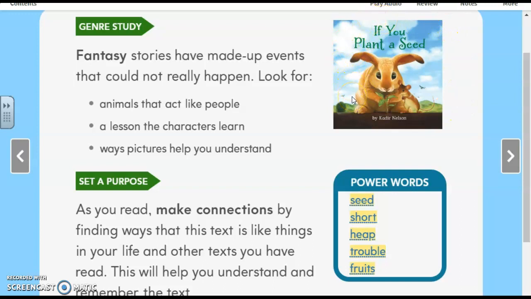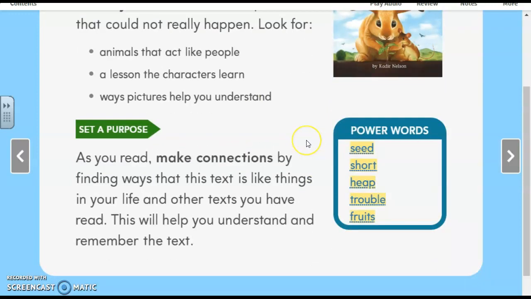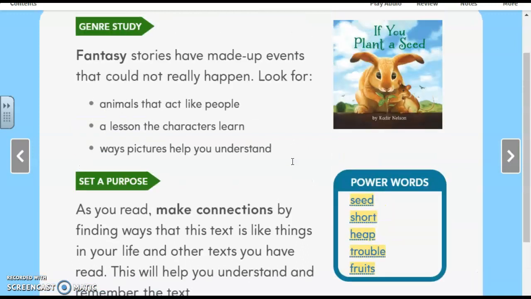This is a fantasy story. Fantasy stories have made up events that could not really happen. So lots of times you might hear animals that act like people. The character is going to learn a lesson. And pictures will help you understand the story. And as we spoke about in our anchor chart, as you read, we're going to make connections by thinking about how this story might be about or like your own life. Okay? Our power words are our vocabulary words that we just reviewed.